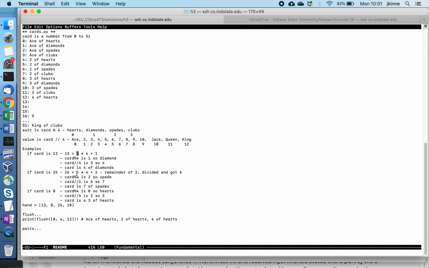Let's see about 26. So 26 is 6 times 4 plus 2. So the 2 says we're a spade, and the 6 for the quotient says we're a 7, because if I copied and pasted this all the way out, that's just the order that I have them. Another example here. So 8, the remainder is 0, so that's a heart. If I divide by 4, I get a 2, and so that means it's a 3.